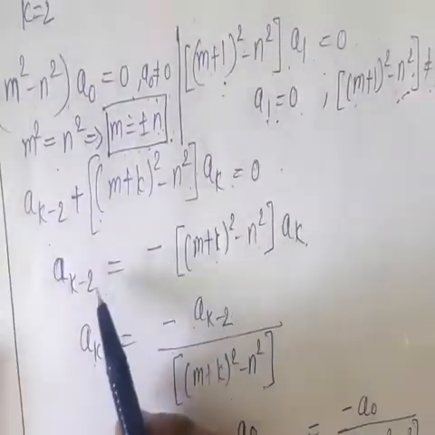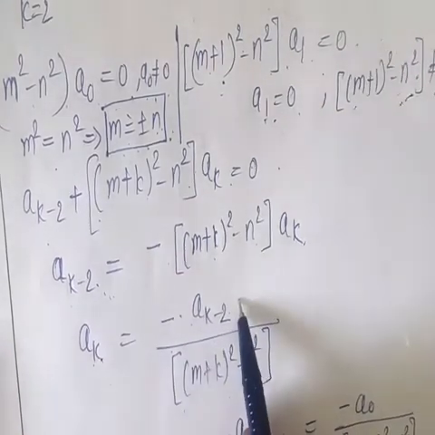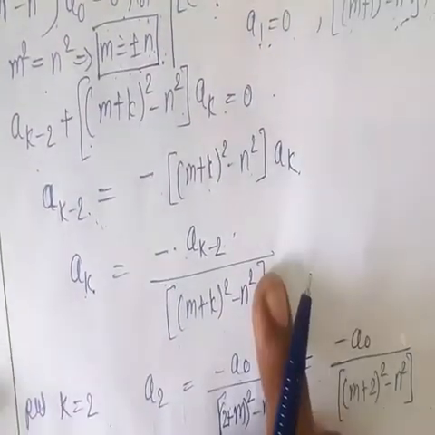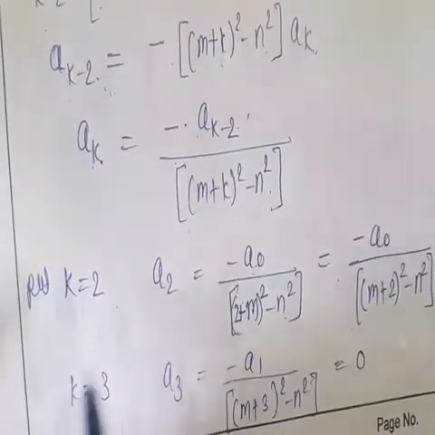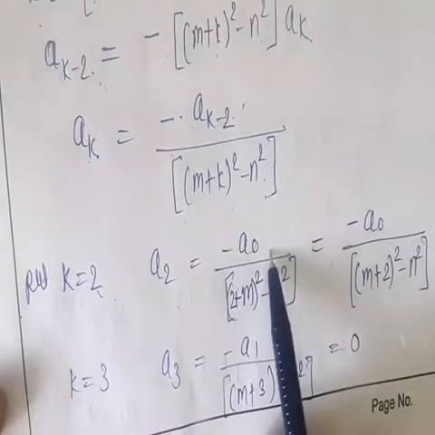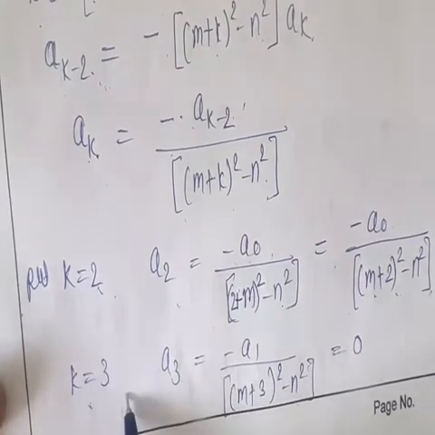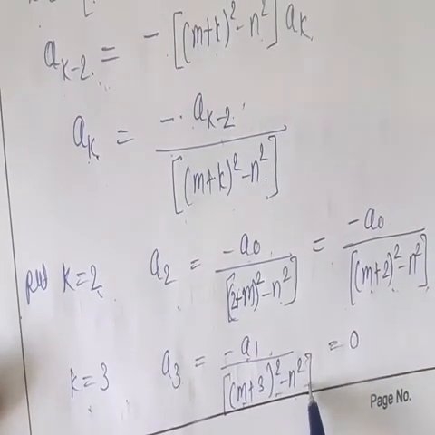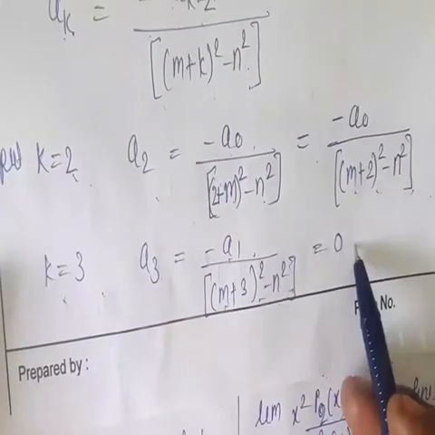Now third, we get the recurrence relation: a_k is equal to minus a_(k minus 2) divided by (m plus k) whole square minus n square, and from this recurrence relation we get the remaining values of a, that is a2, a3, a4 and so on. By substituting k is equal to 2, we get a2, which is minus a0 divided by (m plus 2) whole square minus n square. Then put k is equal to 3. k minus 2 is 1, so a1 by (m plus 3) whole square minus n square. But we know that a1 is equal to 0.